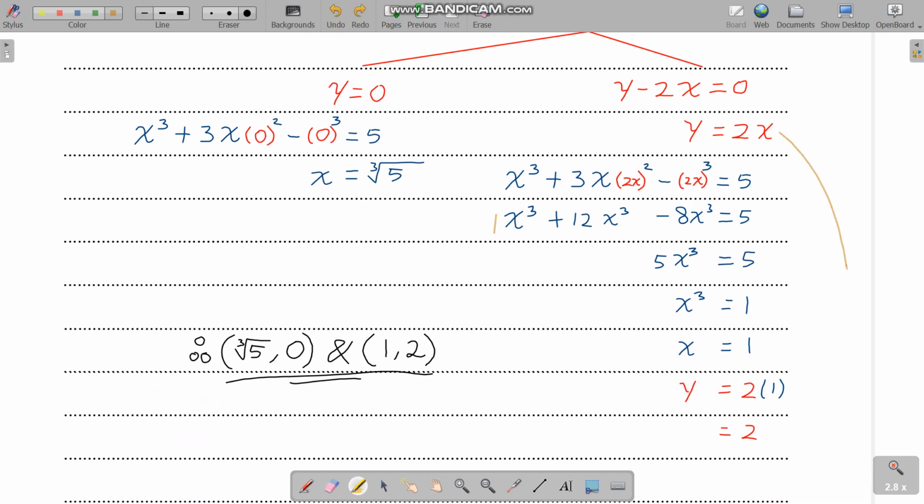To find the y, just use this: 2 times 1 is 2. So we have two coordinates: the x root is cube root of 5, y is 0, so cube root of 5, 0, and 1, 2. So we have two possible points.